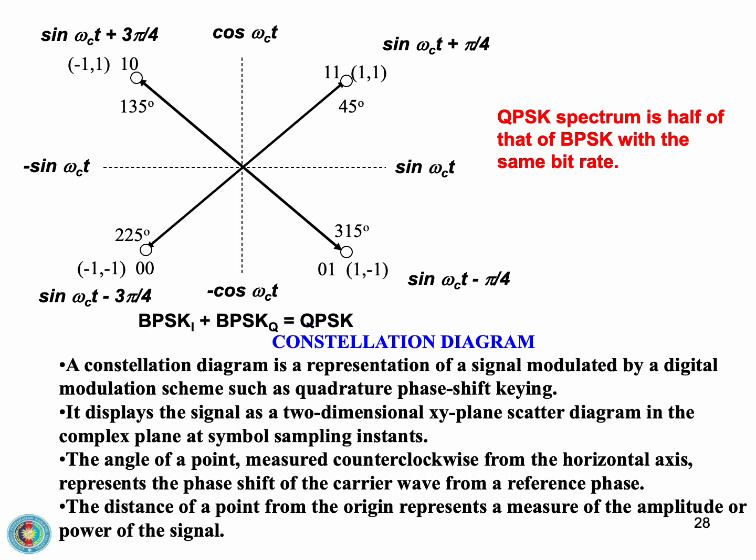a reference phase. The distance of a point from the origin represents a measure of the amplitude or power of the signal. It's also important to note that the QPSK spectrum is half the bandwidth of a BPSK signal for the same bit rate, another benefit of its increased spectral efficiency.